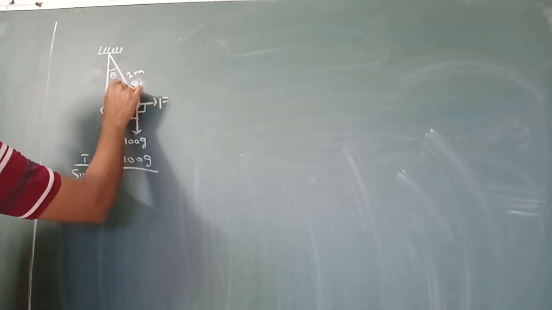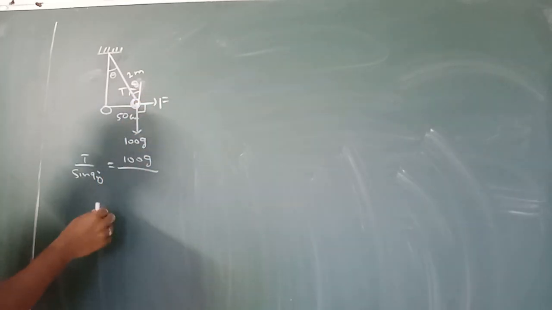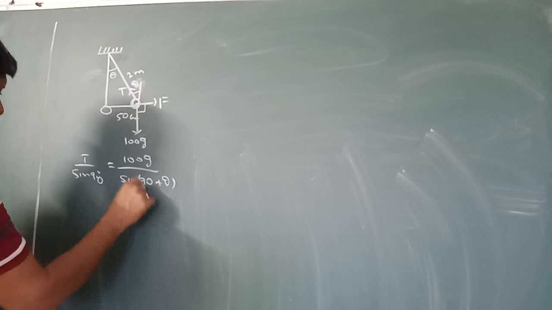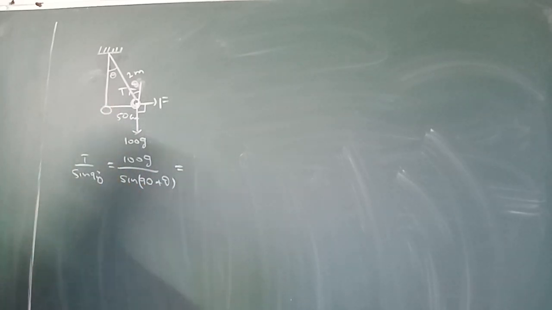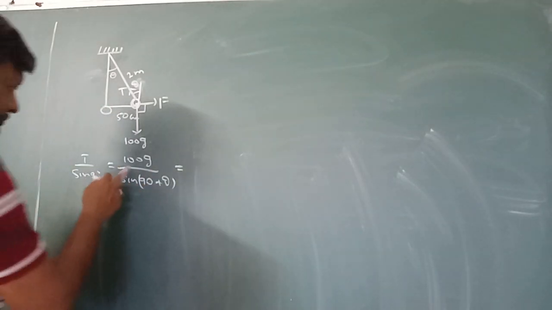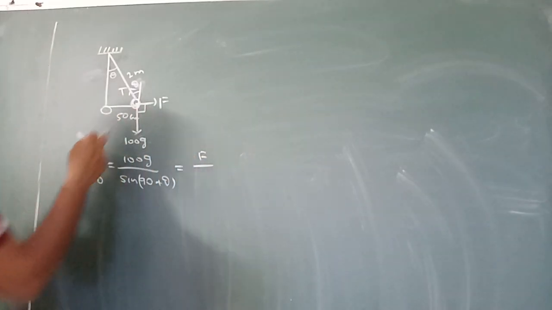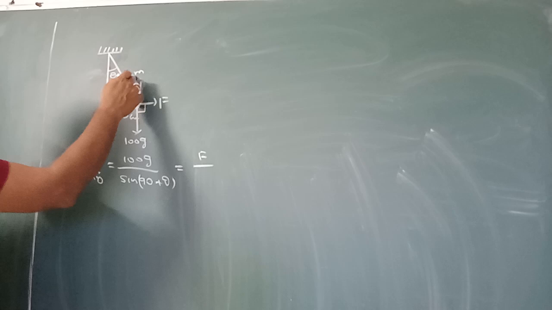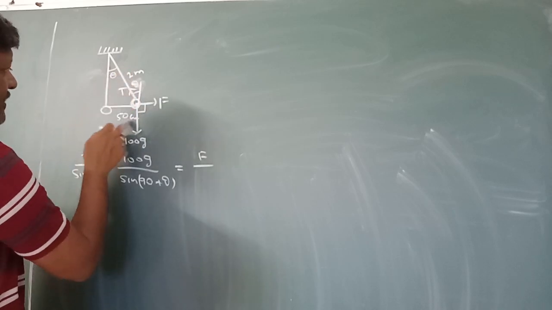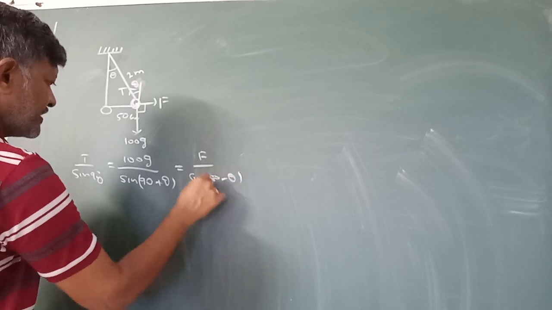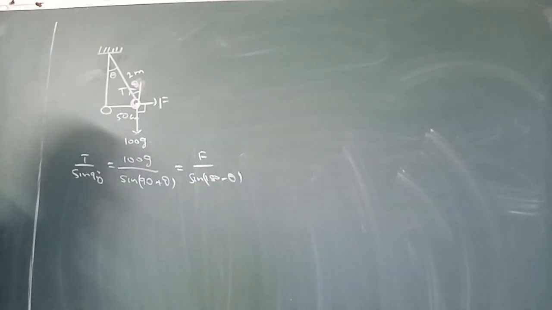This is theta. So this is 90. So 90 plus theta, sin(90 plus theta). Next, F by the opposite angle. This is theta, so the angle between T and mg is 180 minus theta, sin(180 minus theta). Sin(180 minus theta) is sin theta.